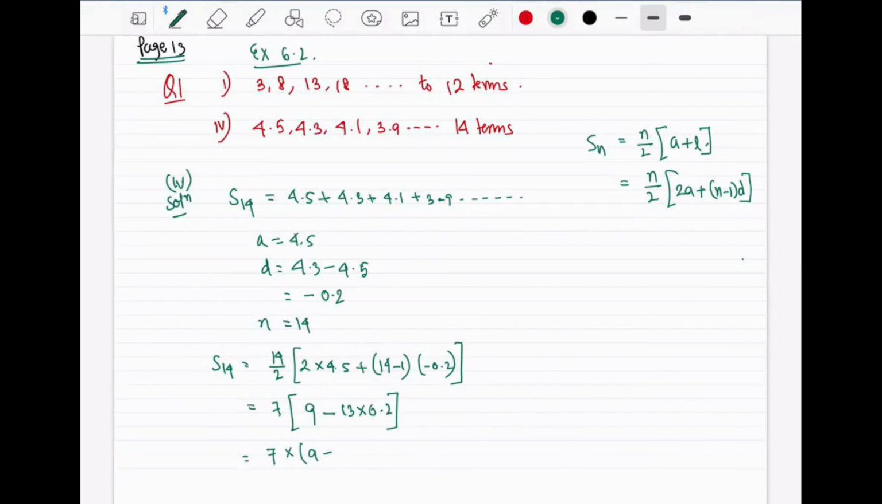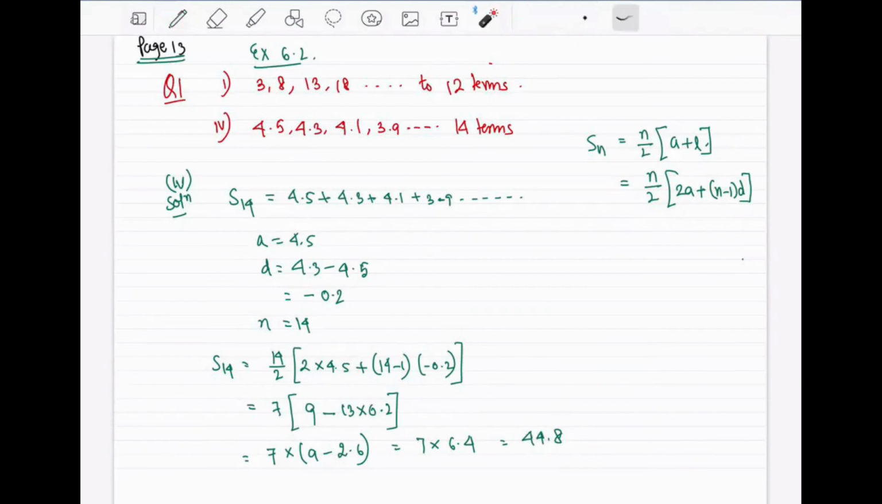How much is it? 13 into 2 is 26. So we get 2.6. How much is the result now? 7 into 9 minus 2.6. We get 6.4. So this is 6 4s are 24. 7 4s are, I'm sorry, 7 4s is 28. 7 6s are 42. So 44.8.